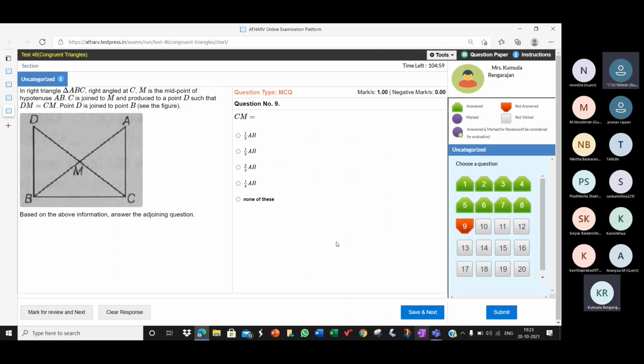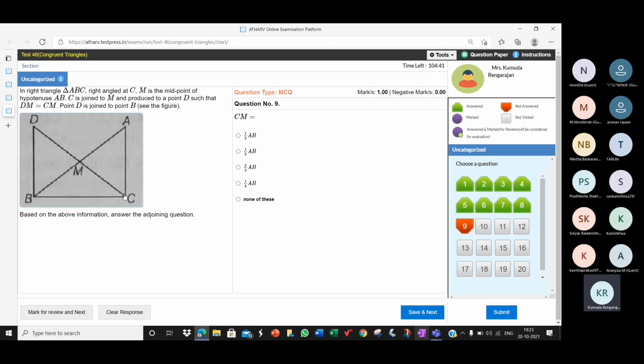Very good, Hitesh. Thank you. So this is what Hitesh said. We know that triangle DBC is congruent to ACB.